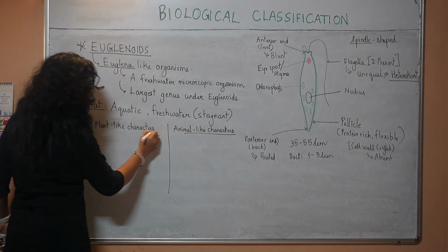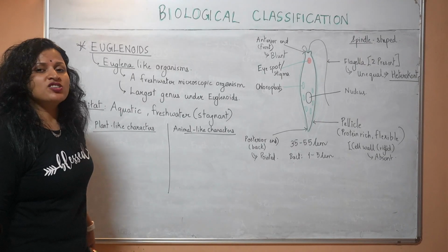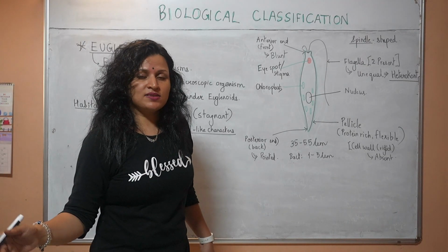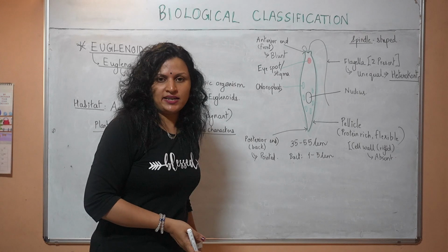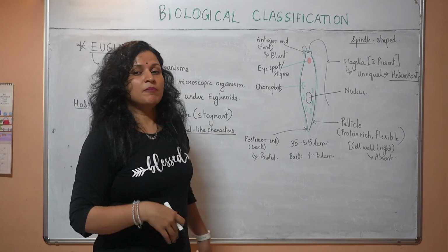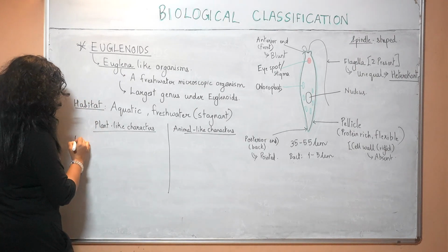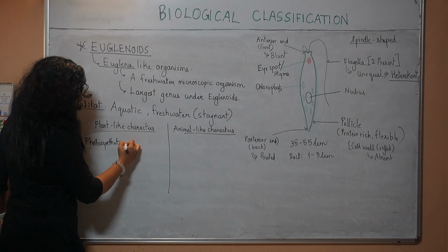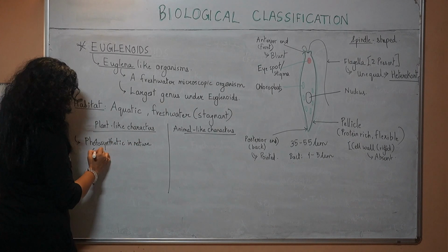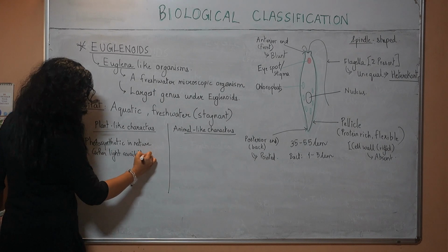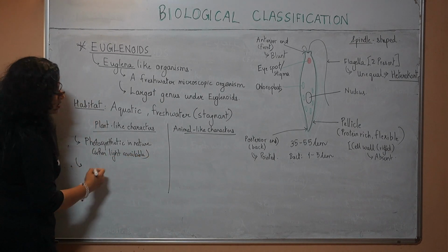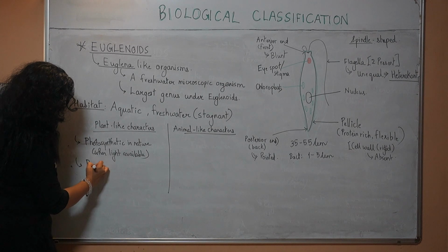Diatoms have strictly plant-like characters. Dinoflagellates have strictly plant-like characters, but protozoans have animal-like characters. But this one has plant-like as well as animal-like characters. Okay, so what are the plant-like characters that it has? Photosynthetic in nature when light is available. Next point that makes it plant-like: presence of chloroplasts.